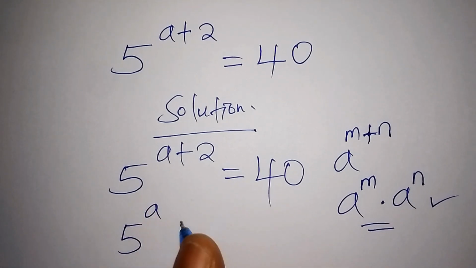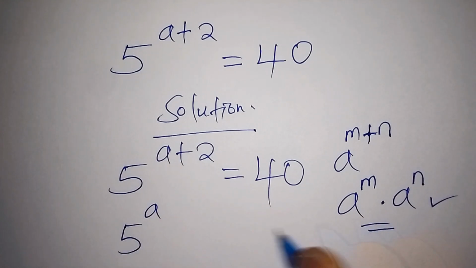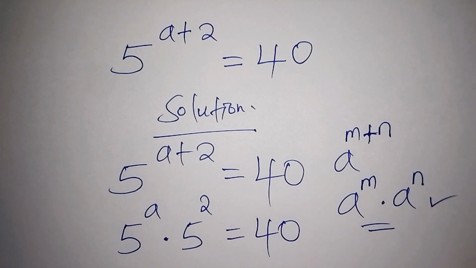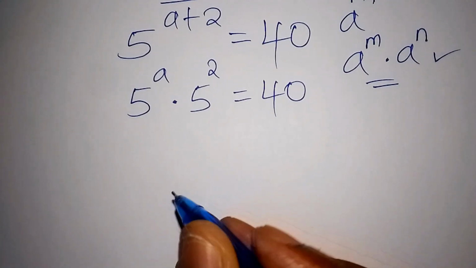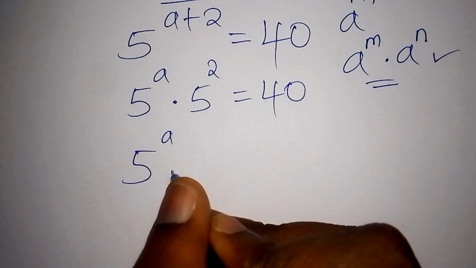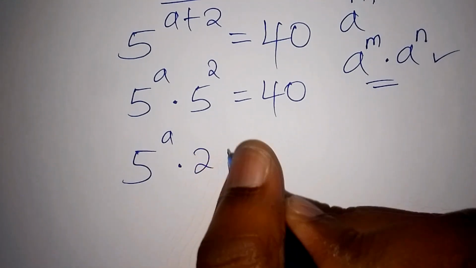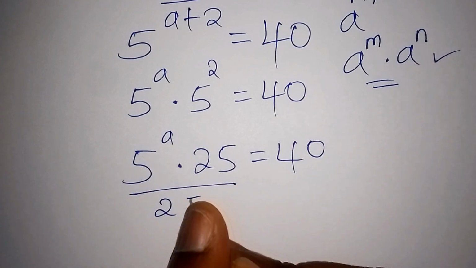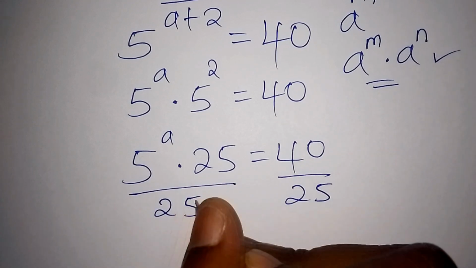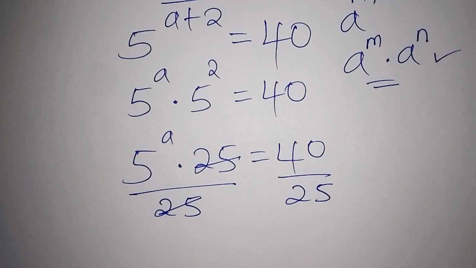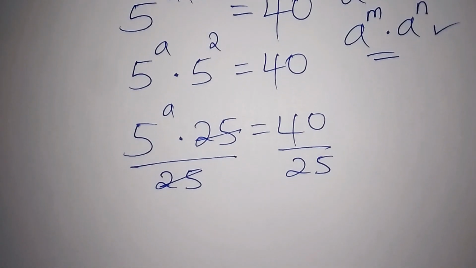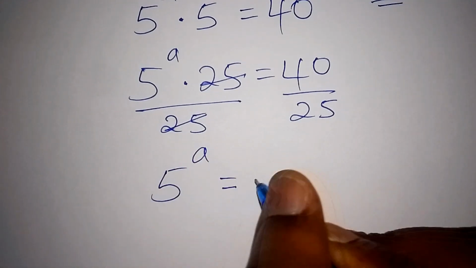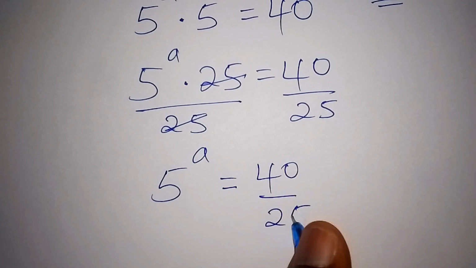Taking that into consideration, we shall have 5 to the power of a, then the plus shall now change to multiplication, 5 to the power of 2 is equal to 40. So 5 to the power of a, multiplied by 5 to the power of 2, we shall have 25, is equal to 40. From here we divide both sides by 25. 25 by 25 shall cancel out, so we remain with 5 to the power of a is equal to 40 over 25.